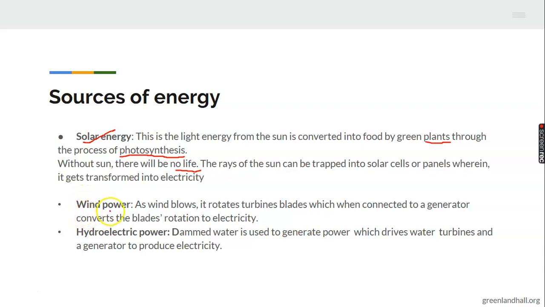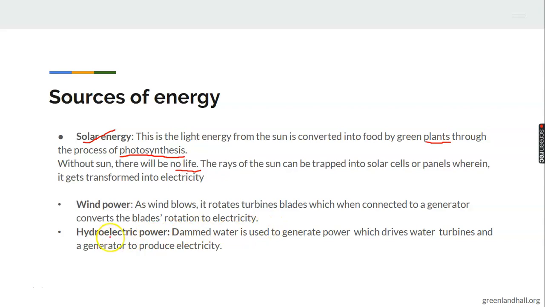The second one is wind power. As wind blows, it rotates turbine blades. You know, there's this rotary engine put in a dam, whereby it's used in generating our electricity. When the wind blows, it rotates turbine blades, which, when connected to a generator, convert the blade rotation to electricity. That's one way of generating electricity.